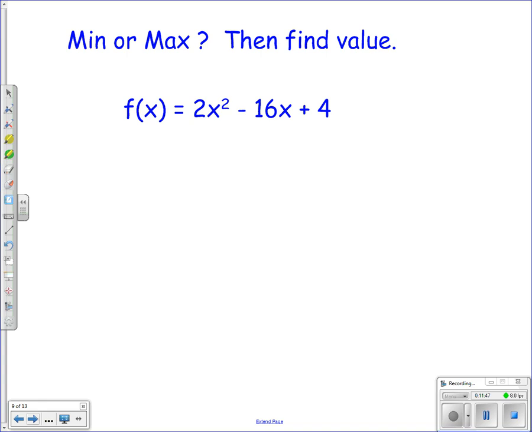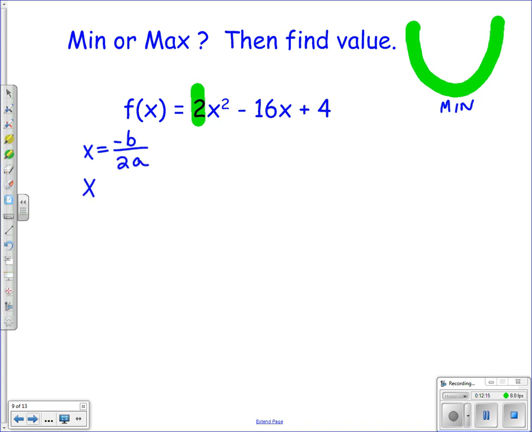Let's find out whether this has a min or a max, and then find the value. The first thing is, let's decide whether this is a min or a max. Look at that leading coefficient. That leading coefficient tells you open upward. So that means that we are looking for a minimum on this problem. So the very first thing we have to find is our x. So negative b over 2 times a. So x equals positive 16 over 2 times 2. So that gives us an x equal to 4.